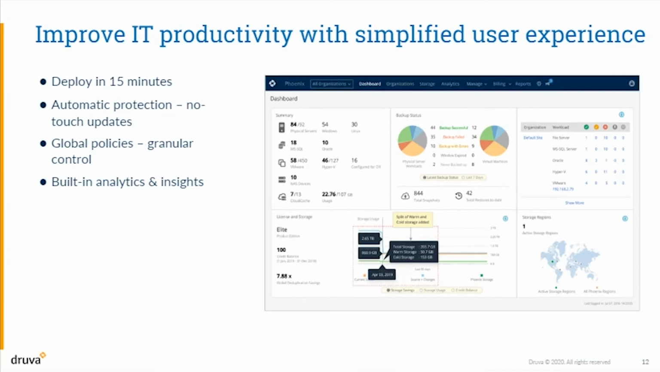So we mentioned one of the important things in solving remote office problems is how easy it is to get your system up and running in 5 or 10 different offices. And Druva has been focused on simplifying the user experience. Because it's a SaaS platform, it can be deployed in 15 minutes.